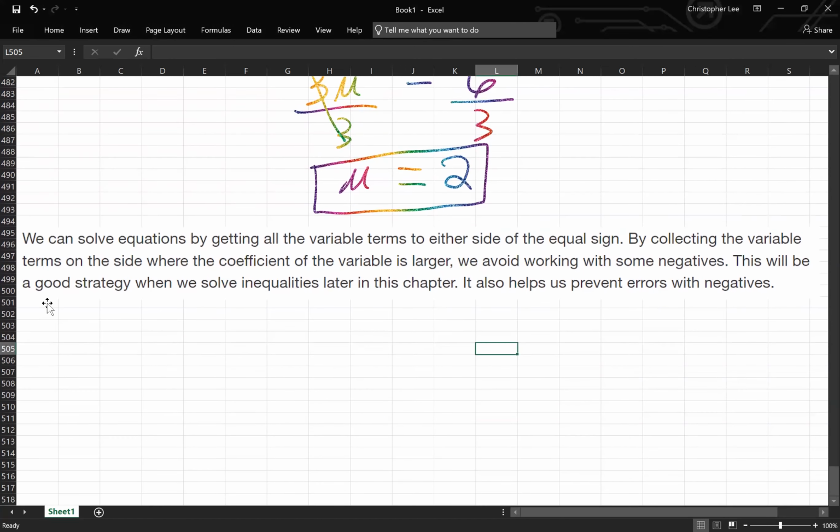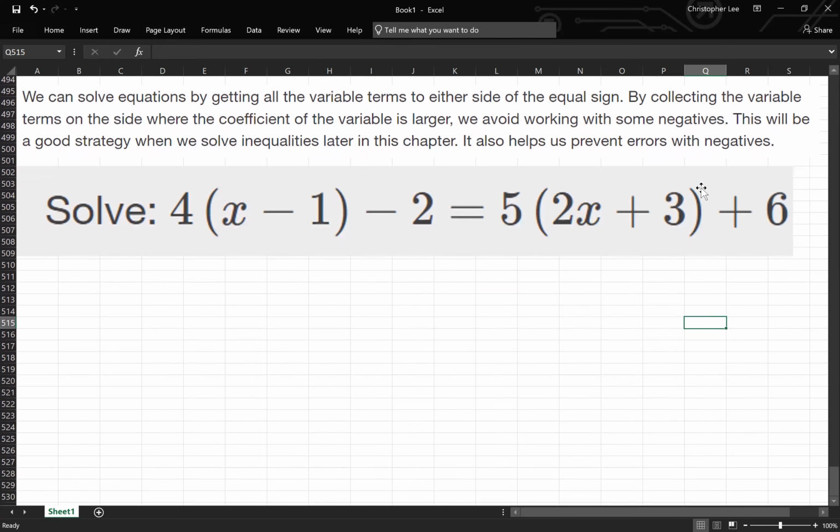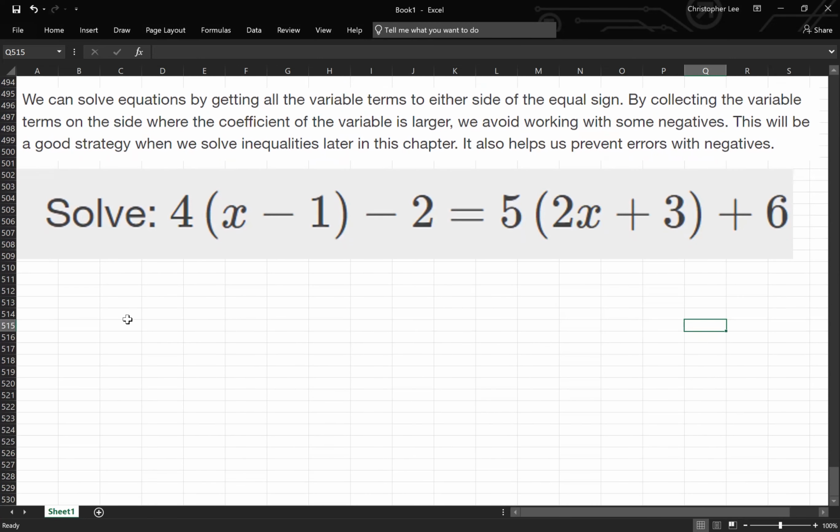All right, so let's take a look. It's a heck of a question. 4 times (x minus 1) minus 2 is equal to 5 times (2x plus 3) plus 6. Yikes, right? So here's what we're going to do. First thing, let's distribute that 4 to everybody. Same thing with the 5. Let's distribute that to everybody.